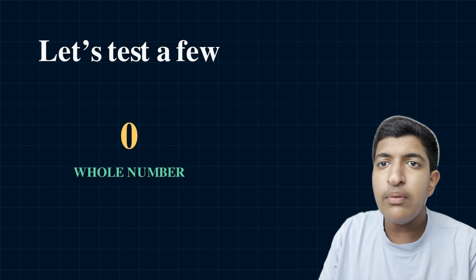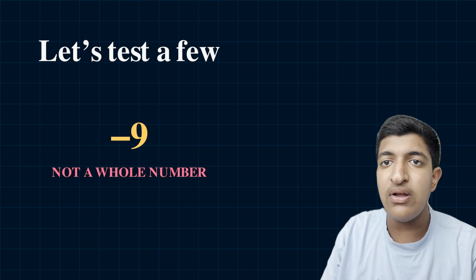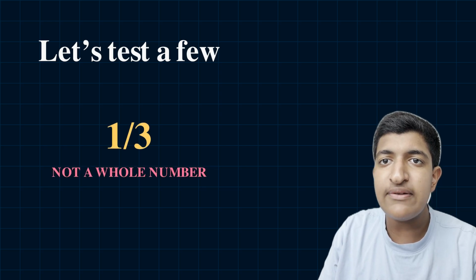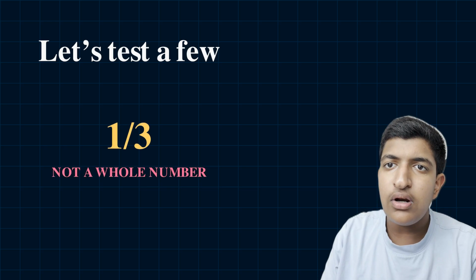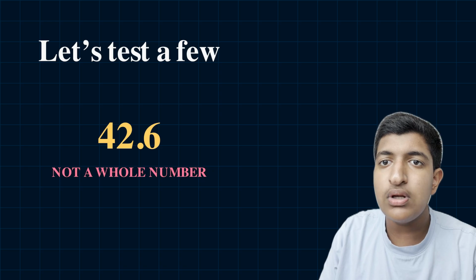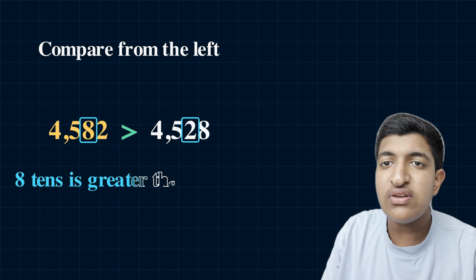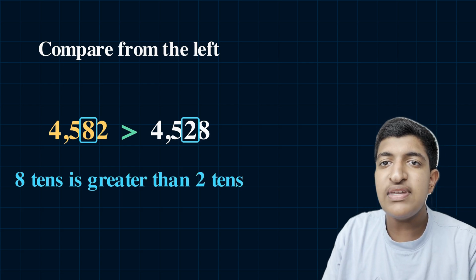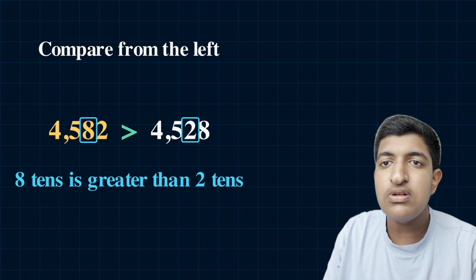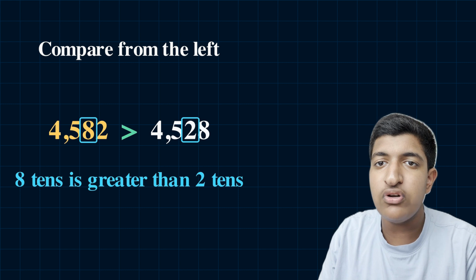Now, whole numbers are not only useful for counting objects, they are also useful for comparing amounts. Suppose one student has 4,582 points. Another student has 4,528 points. Which number is greater? No, they're not equal. Both numbers have 4,000, both numbers have 500. Now compare the tens. Oh, 8 tens is greater than 2 tens. So 4,582 is greater than 4,528.